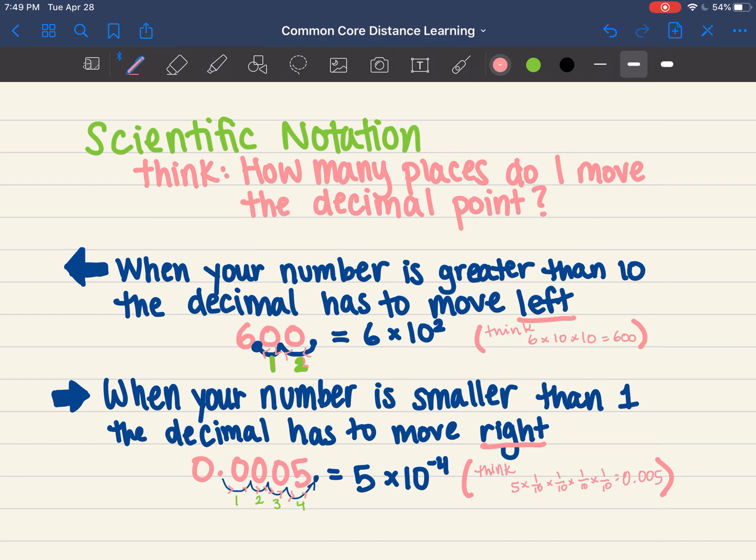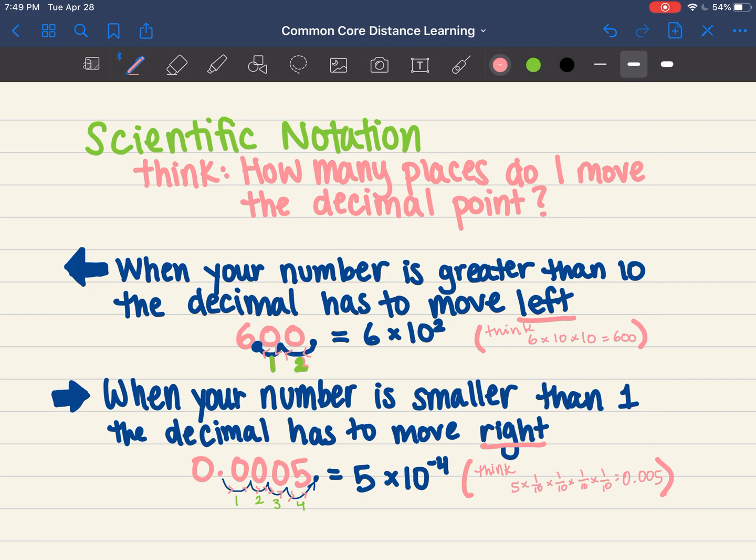Yesterday we were talking about scientific notation, and we're going to continue our work with that. With scientific notation, we need to think about if I have a really small number or a really big number that I want to rewrite in scientific notation to better understand or to easily talk about that number, how many places do I need to move my decimal point?